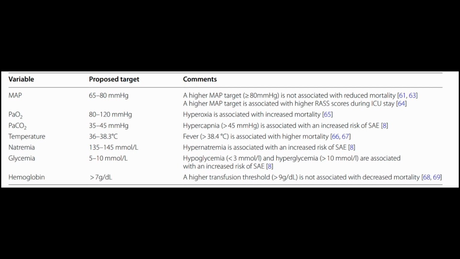So there are very few things that we can intervene in. Preventing the secondary brain damage is one of the most important things that we can do.